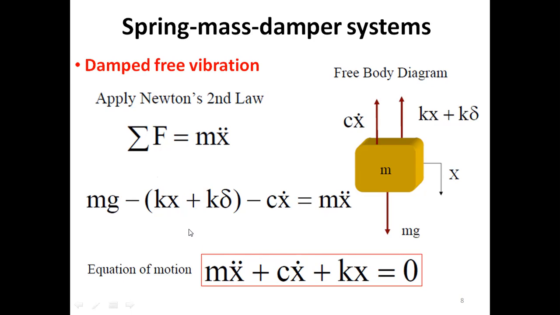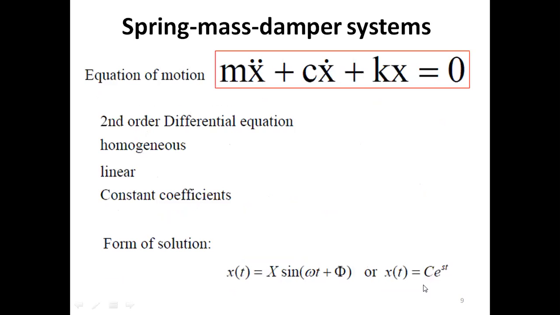And so these two would cancel out because they are equal in magnitude with opposite sign. At the end, if we rearrange, the equation of motion would be m x double dot plus c x dot plus kx is equal to 0. So for this spring mass damper system, we got the equation m x double dot plus c x dot plus kx is equal to 0.